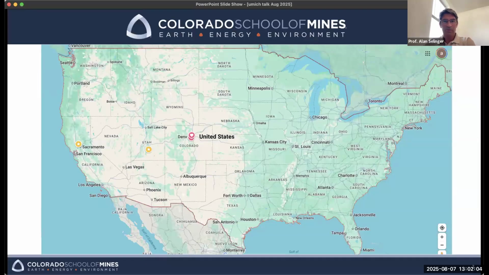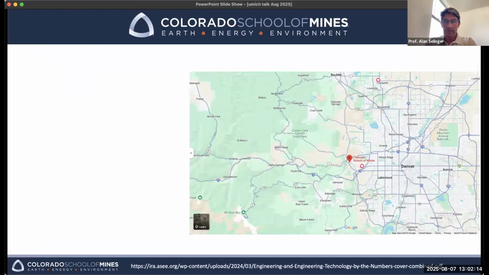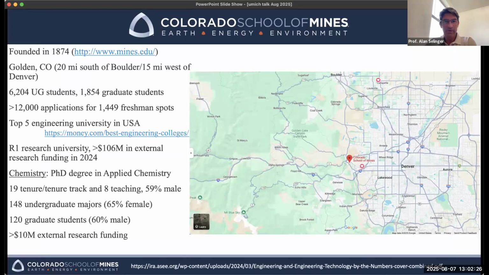Many of you may not know where Colorado School of Mines is. So here's a map of the United States, and we are located here close to the Denver area. If we zoom in a bit closer, you can see here is Denver, and here is the Colorado School of Mines. And all of this is the Rocky Mountains. So we are as far west as you can go to the Rocky Mountains.